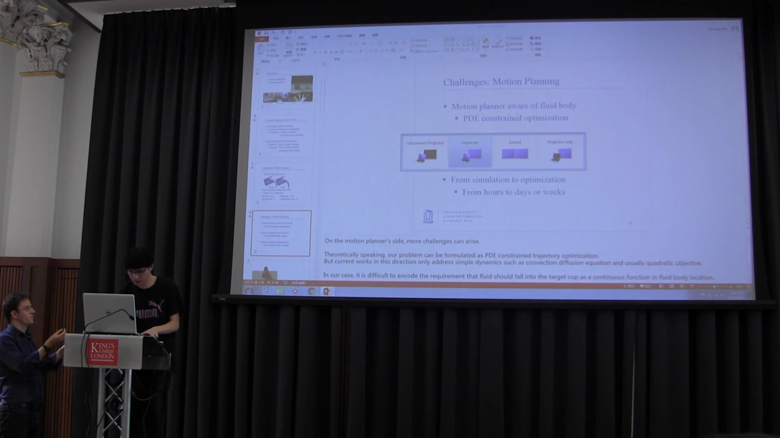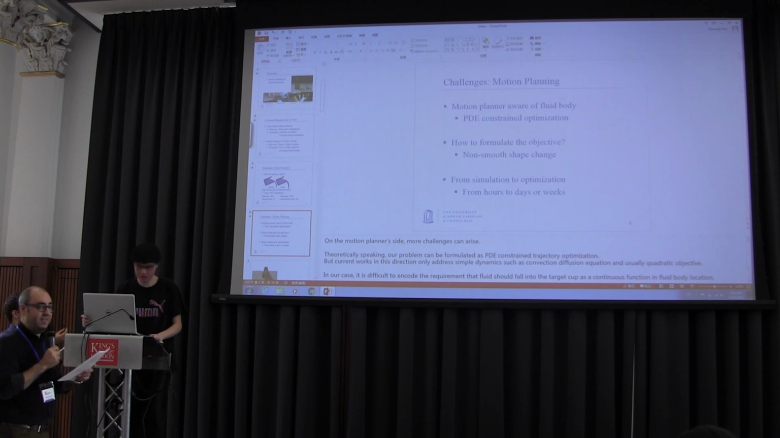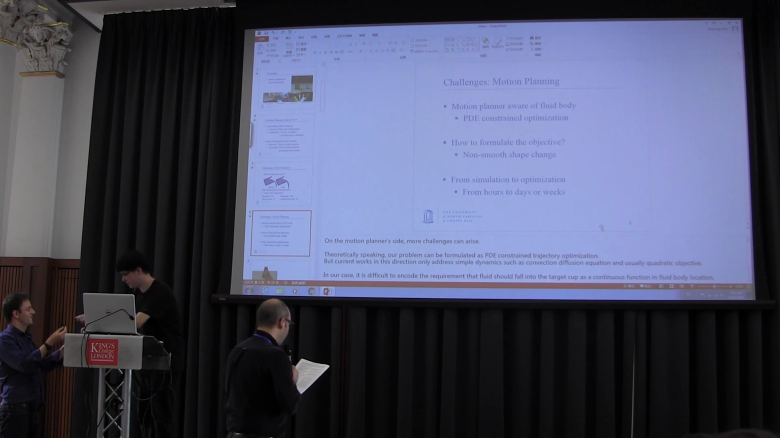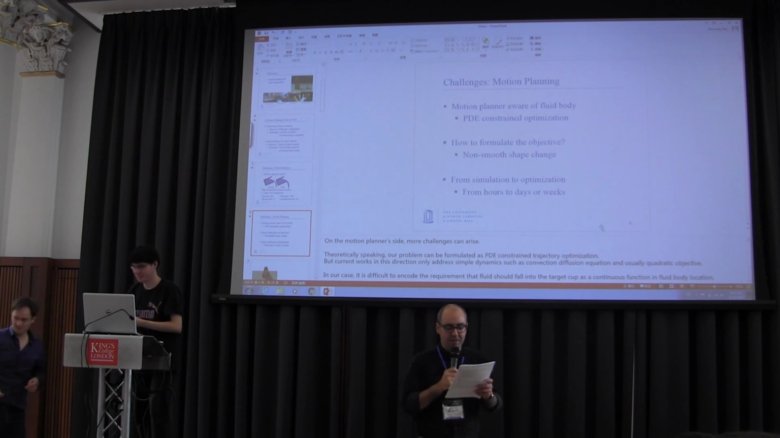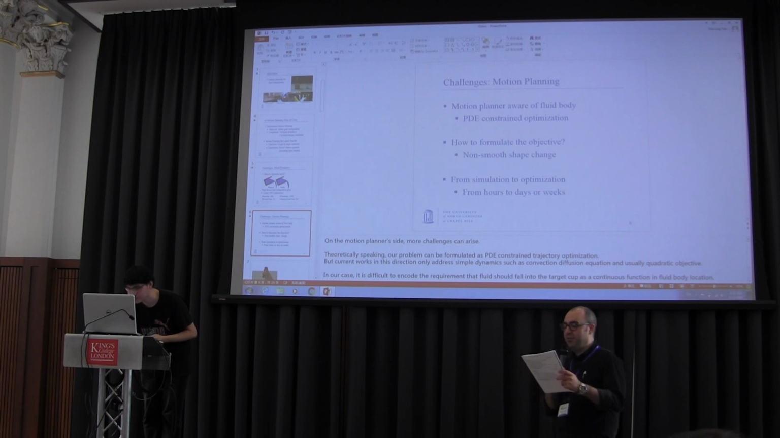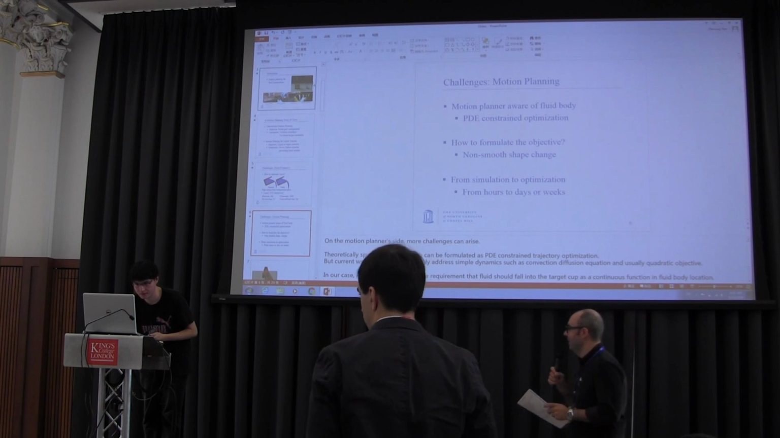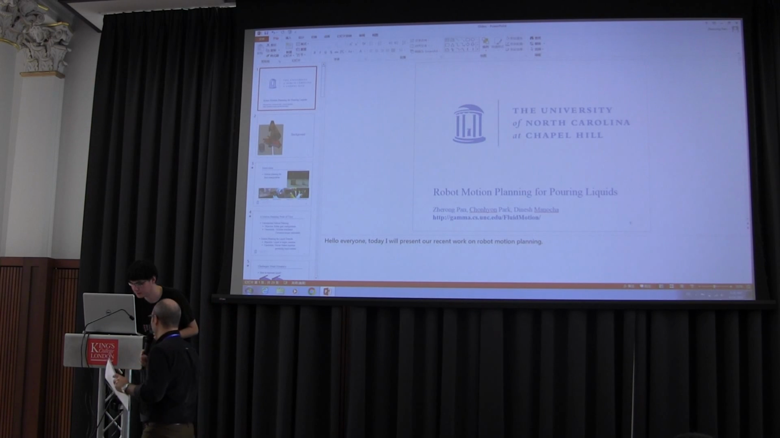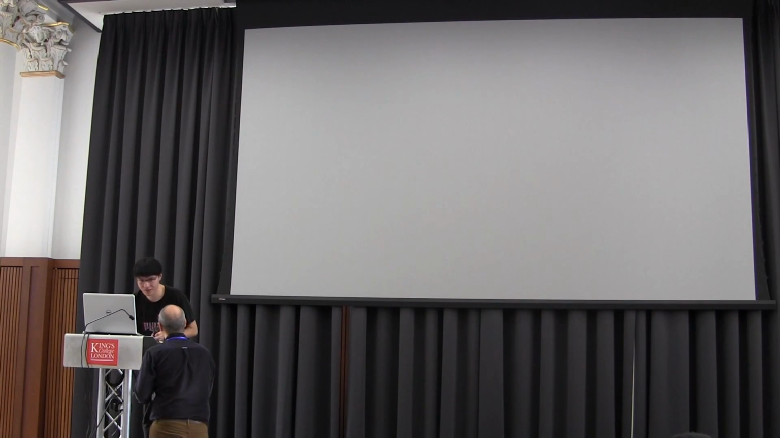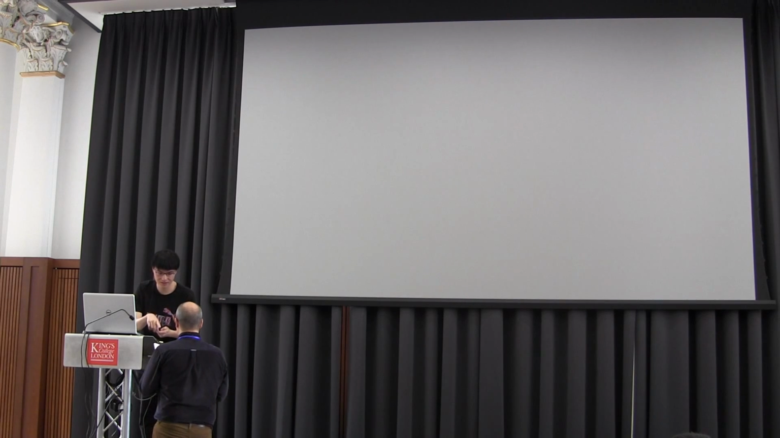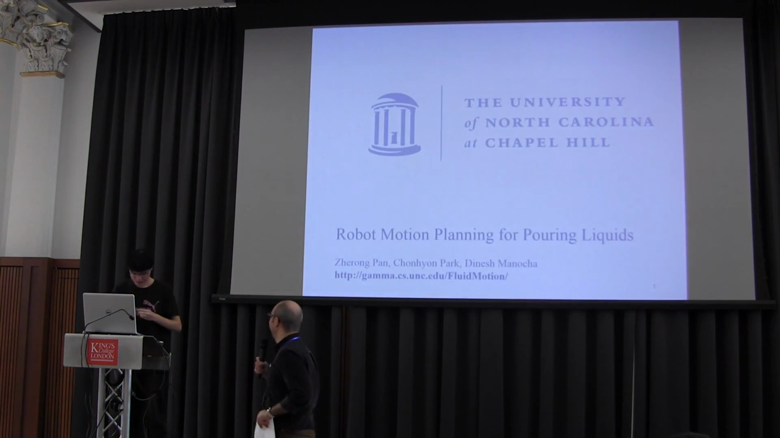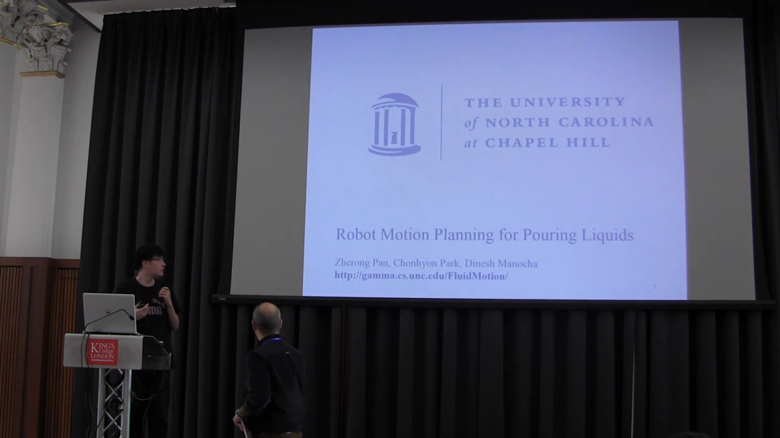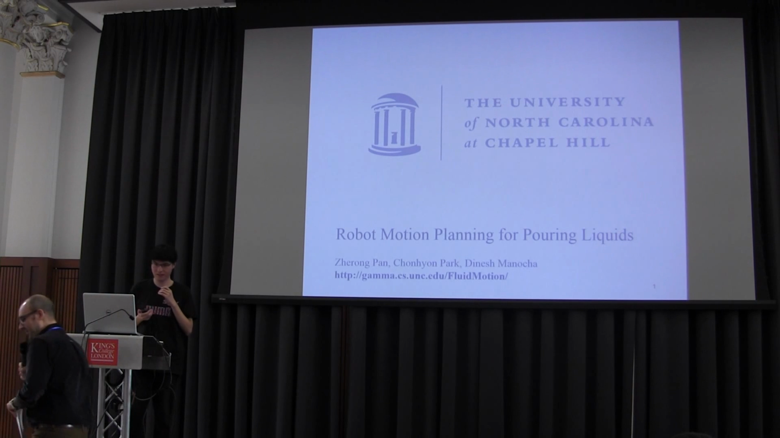Okay, so the last talk of this session, this is a long talk. In the robotics track, we will be hearing about robot motion planning for pouring liquids by Pan, Park, and Manansha. And you are the first author, great. So Joe Pan is presenting, thank you.